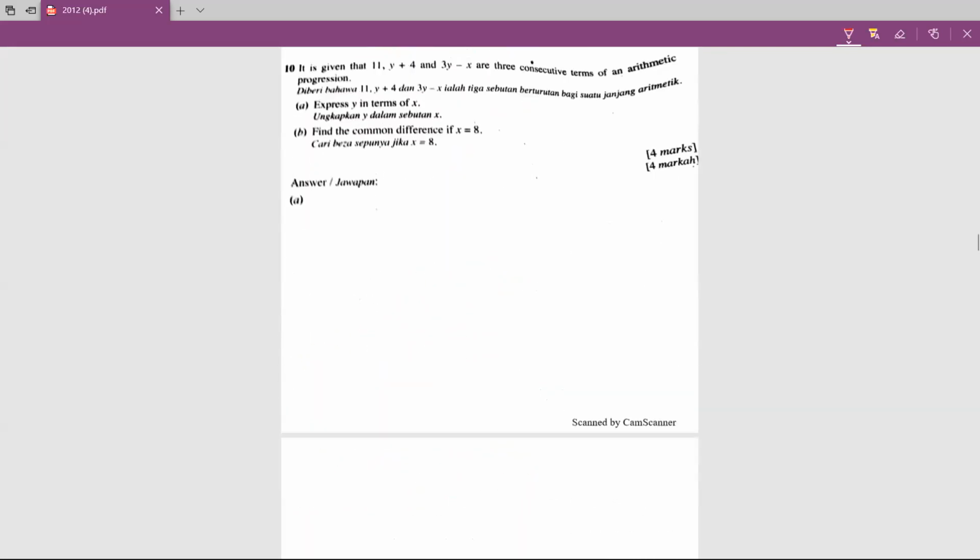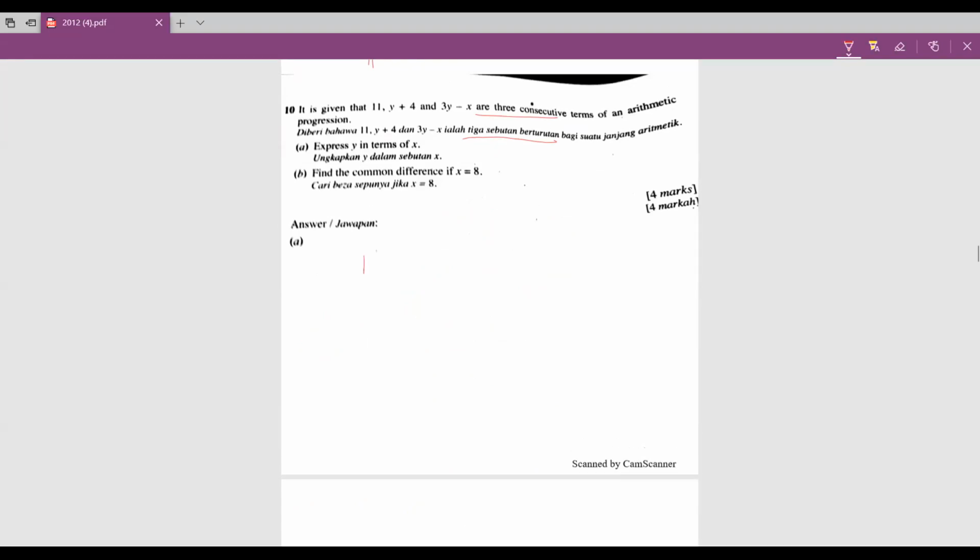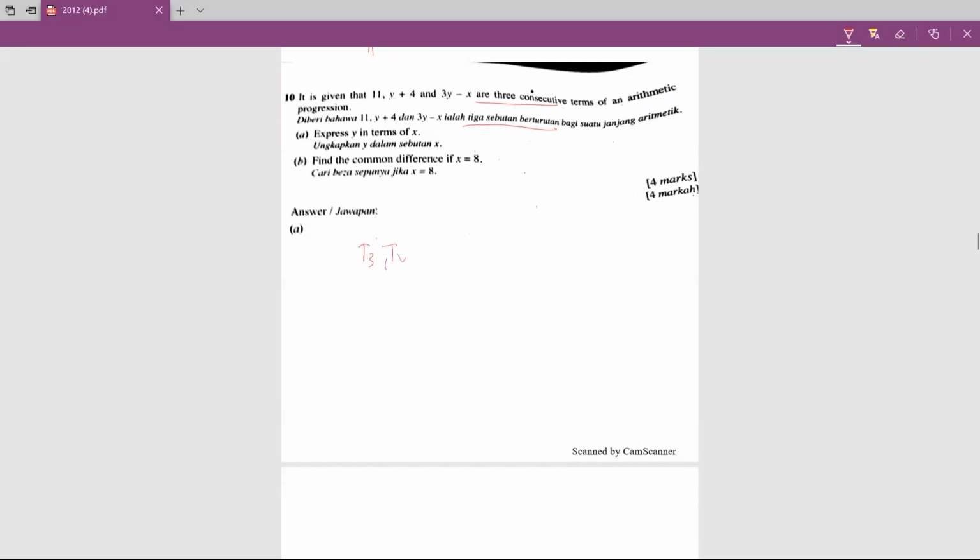Let's look at question number 10. It is given that 11, y plus 4, 3y minus x are 3 consecutive terms. Apakah maksud 3 sebutan berturutan? What does it mean by 3 consecutive terms? Example yang senang macam ni: term 3, term 4, term 5. These are 3 consecutive terms.